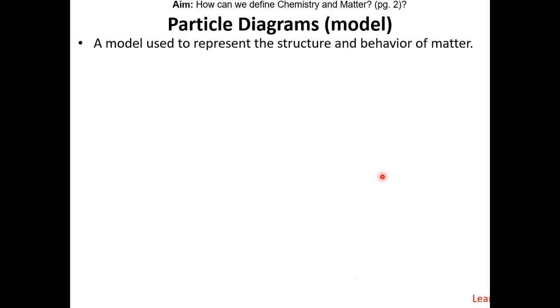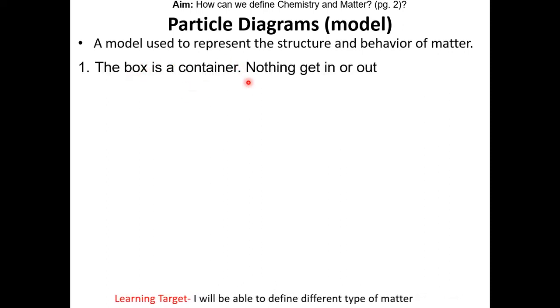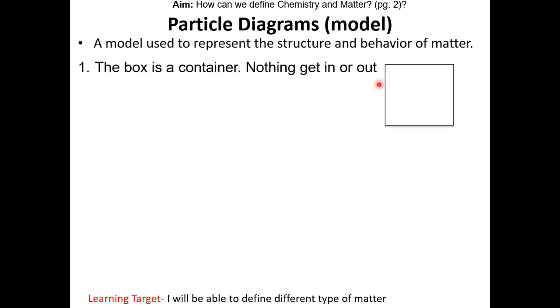Now that you have a basic understanding of the different types of matter, we're now going to look at a model that's used to represent the different types of matter, called a particle diagram. In order to analyze and draw a particle diagram, you need to know the rules. Here are the rules. The box is a container. Nothing gets in or out.